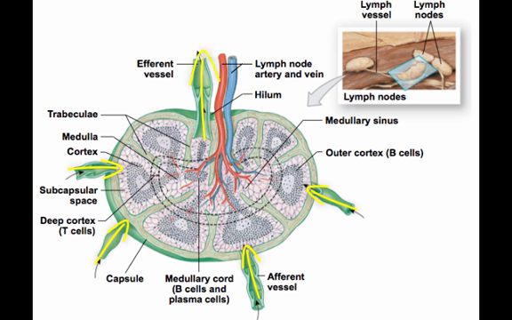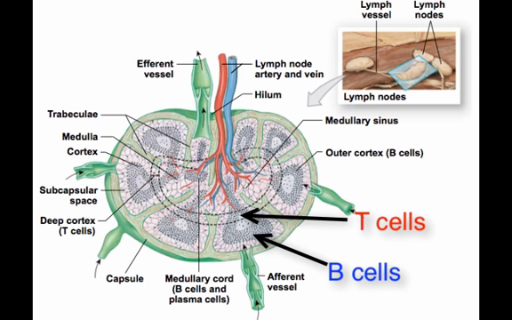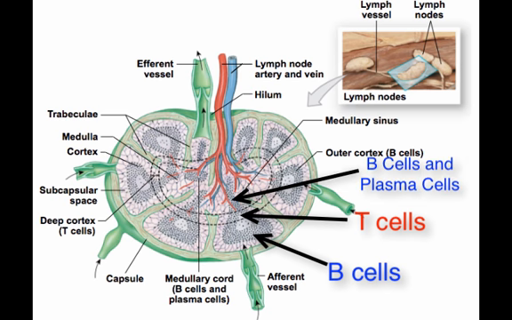This allows the flow of lymph to slow down in the lymph node, giving time for the lymphocytes within the lymph node to monitor the lymph fluid. The outer cortex of the lymph node contains B cells, and the deeper cortex contains T cells. The inner medulla of the lymph node contains B cells and plasma cells.